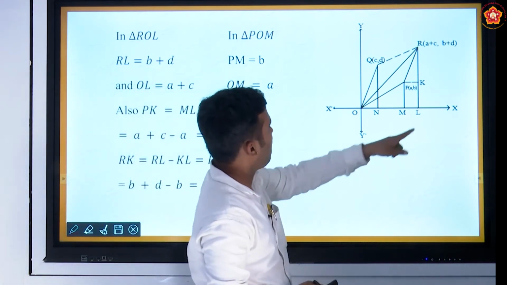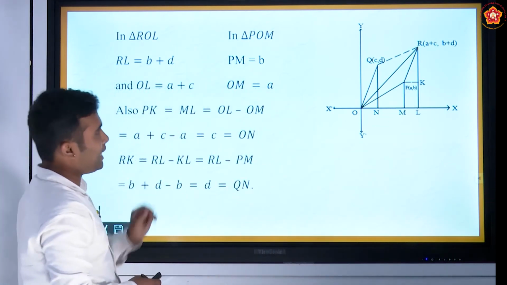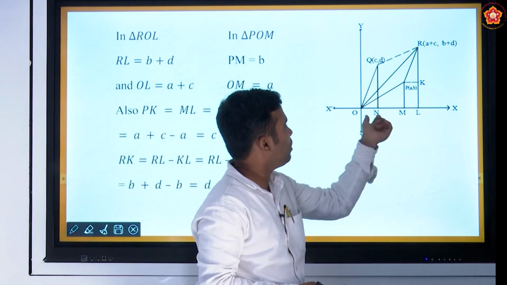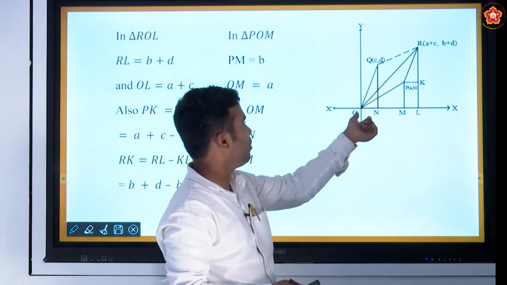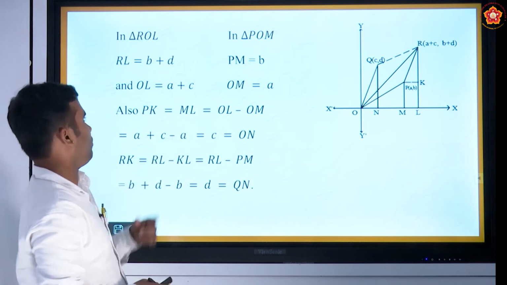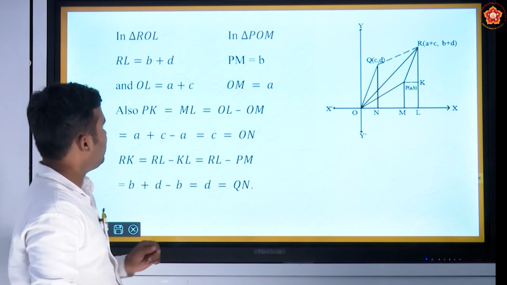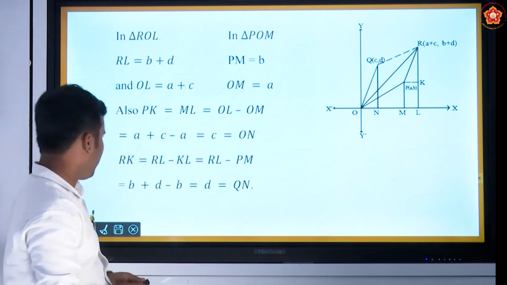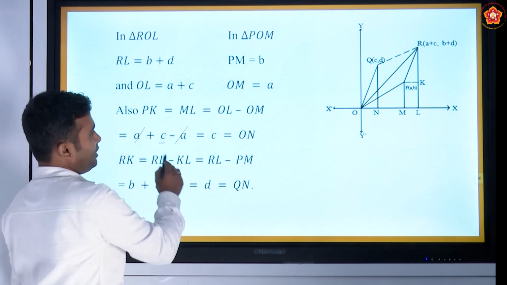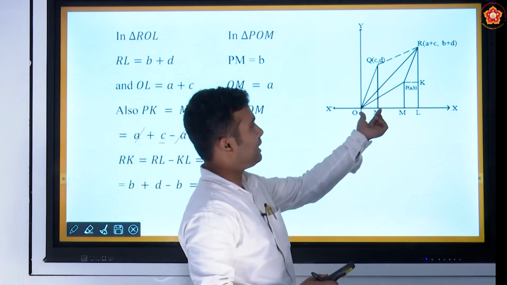PK will be equal to ML, since those are parallel lines. That can be represented as OL minus OM gives ML. We already know OL is A plus C, and OM is A. So A minus A gets cancelled, and we are left with C, which is equal to ON.